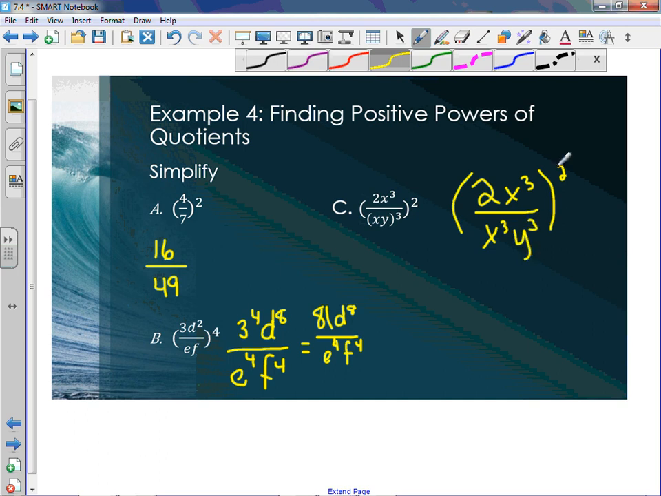I could distribute this squared right now, but a little shortcut is to get rid of these x's first. I have x to the 3rd on the top and x to the 3rd on the bottom. Because they tie, they have the same number. Neither of them wins, so I can actually just cross them out. They cancel. 2 squared is 4, and here we multiply them, so it'd be y to the 6th.